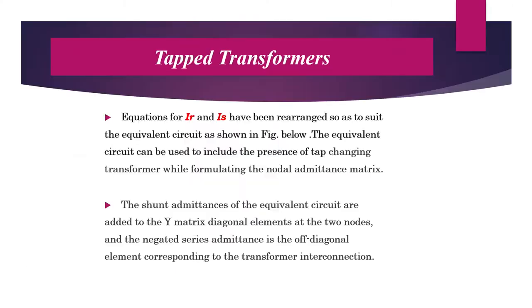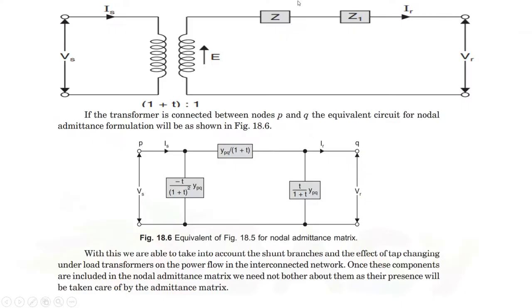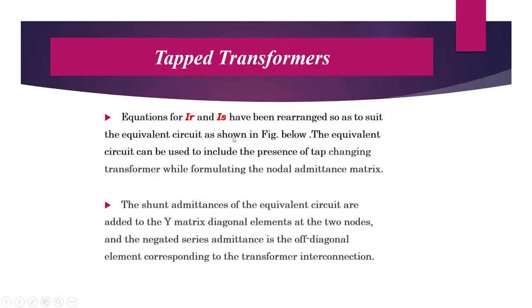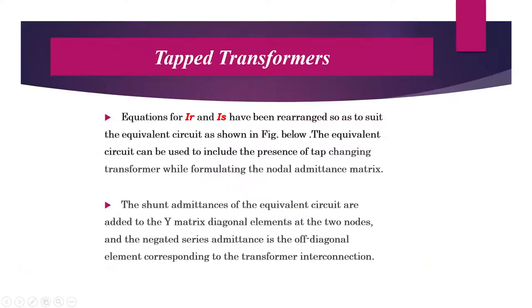So this sentence means that if the transformer connection is included in a transmission circuit as shown here, that is, along with Z we put Z1, then in the IR and IS equations which we have found out, we add Z1 to the impedance. So the sum of transformer impedance and circuit impedance is written in the denominator. That is, IR is equal to 1 by Z plus Z1 into Vs minus VR by 1 plus T minus TVR by 1 plus T, whereas Is is equal to 1 by Z plus Z1 into Vs minus VR by 1 plus T minus TVS by 1 plus T whole square.